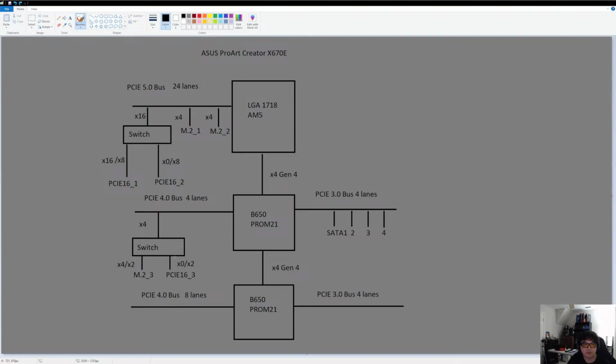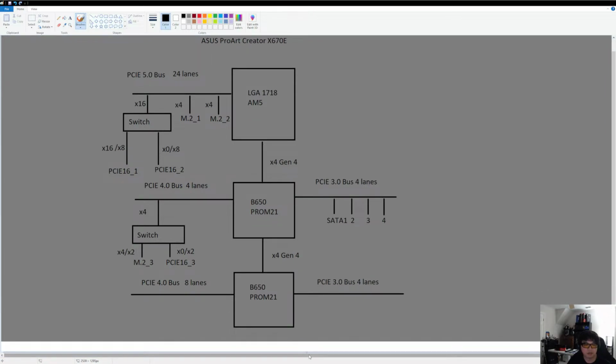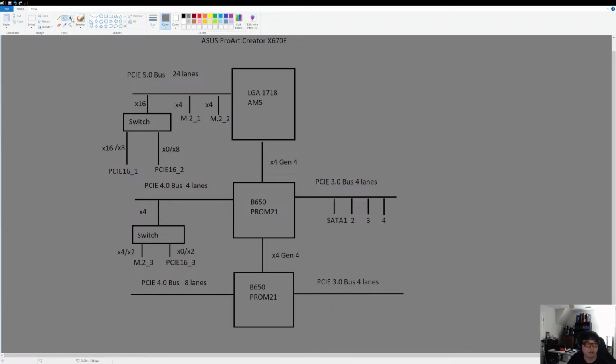Now down here, this is where we're probably going to need more space, but anyway, I'll try to make do with what we've got. So the second chipset has to house a lot of things. So far, we need to allocate the final M.2 drive.